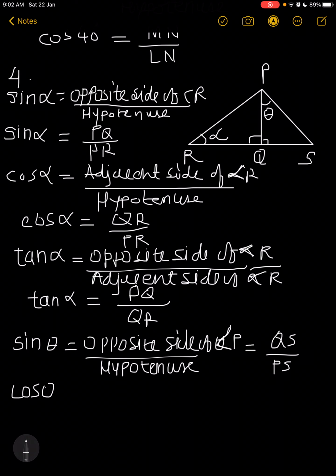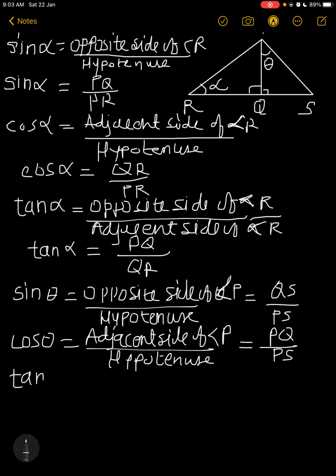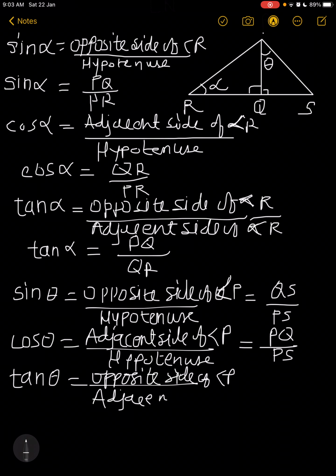Then you have cos theta. For cos theta we will divide adjacent side. Theta is the measure of angle P, divided by hypotenuse. P adjacent side is PQ, hypotenuse in that triangle is PS. The last one, tan theta. Here we will divide opposite side of angle P and adjacent side of angle P. So last 1 minute everyone. Here P angle opposite side is QS and PQ is adjacent side.